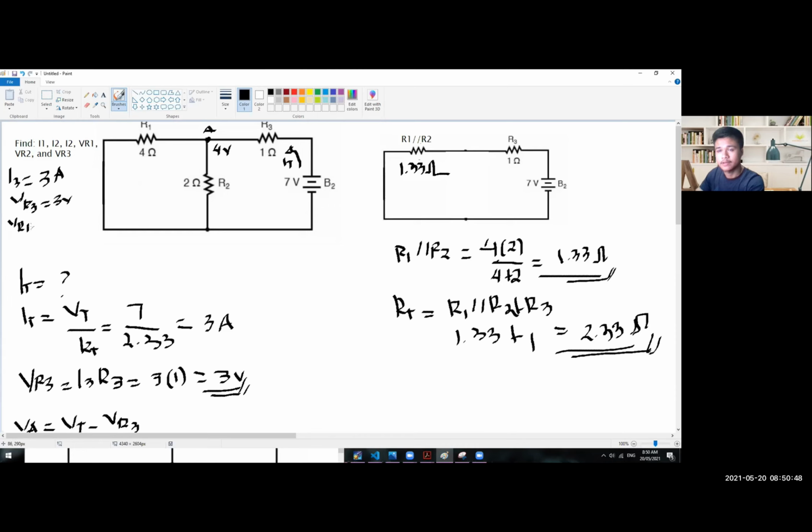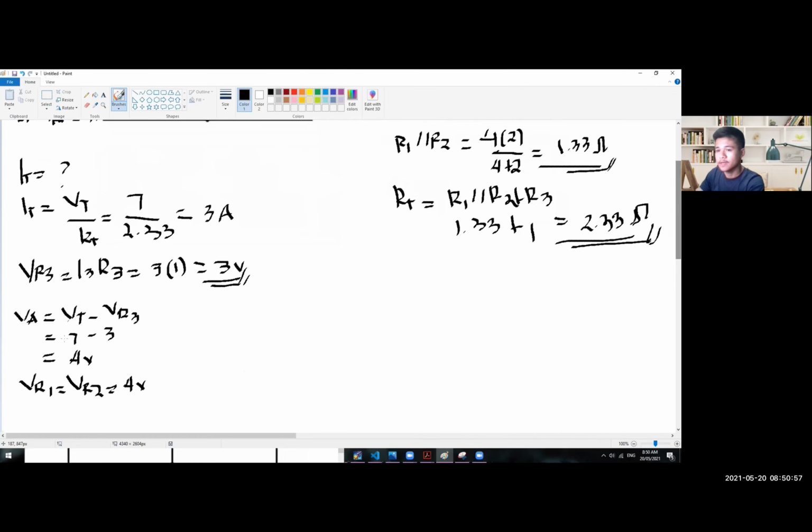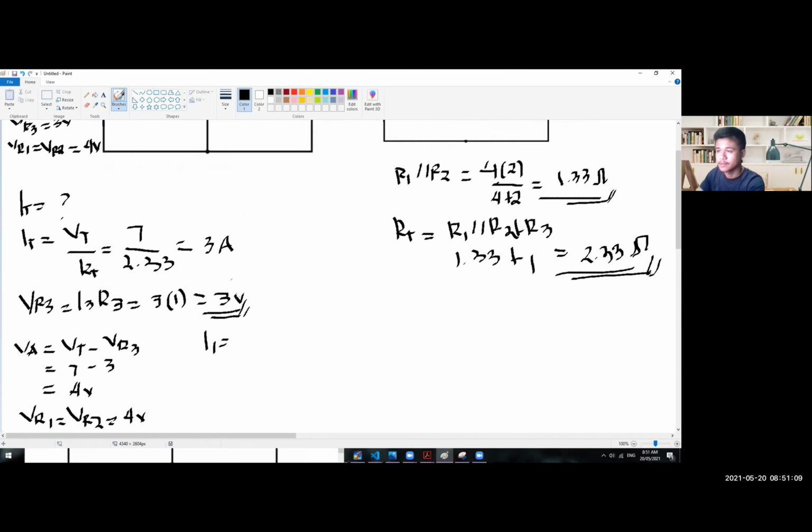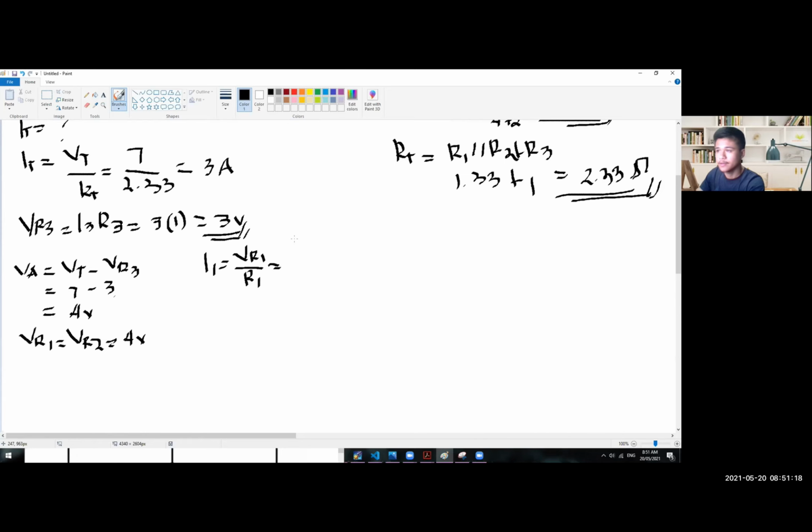And we also now have here VR1 and VR2, which is equal to 4 volts. And then since we already have the value of VR1 and VR2, we can now solve for the value of I1. I3 is already here. Okay, so the formula for I1 is VR1 divided by R1. So for VR1, we have here 4 volts divided by R1, which is 4 ohms. So 4 divided by 4 is 1. So for the I1, we have 1 amp.